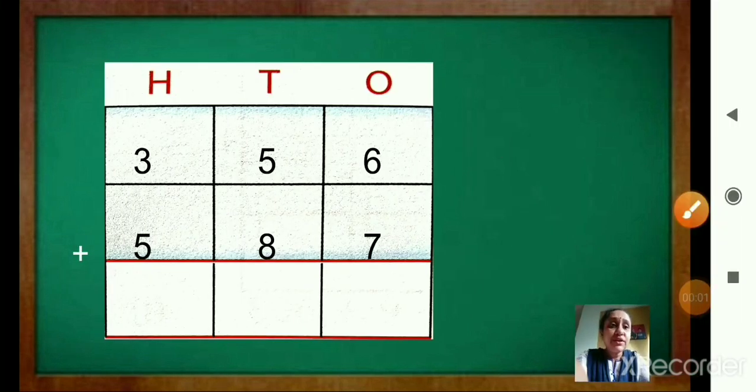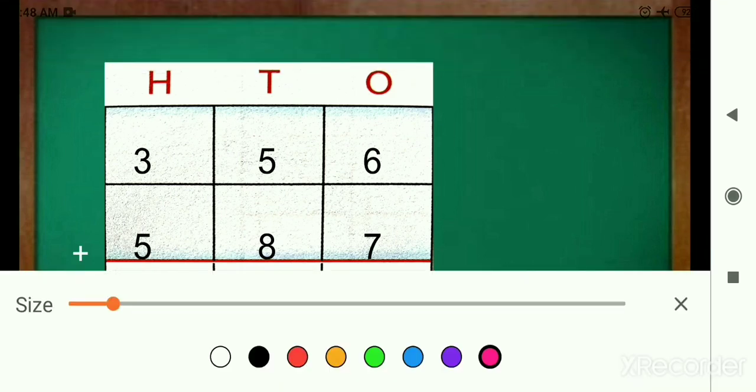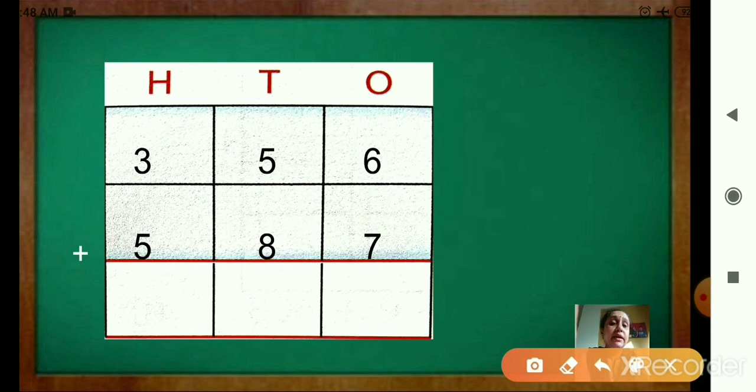Now see here, children, what we have to do? We have to add these two numbers: 356 plus 587. So what will we do? First we will add the numbers that are in the ones place. 6 plus 7. So start counting on your fingers. How much are you getting? We are getting 13.